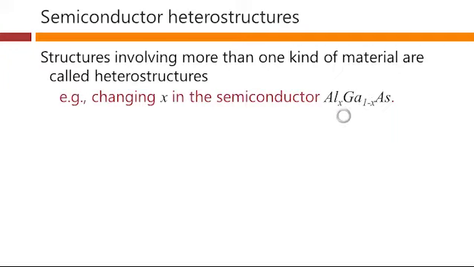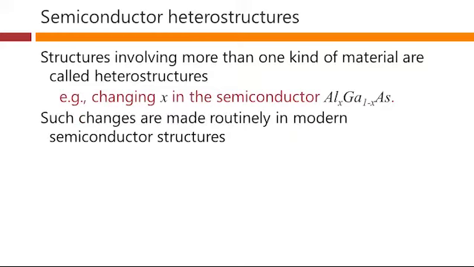This is a material that we can make with almost arbitrary values of x between 0 and 1. So we can make heterostructures with this material, layers of different concentrations of aluminum in different successive parts of the material. Such changes are made routinely in modern semiconductor structures. There's a large range of structures available to us made with various different materials, especially in so-called 3-5 semiconductors, in which we make such heterostructures with different compositions in adjacent layers.